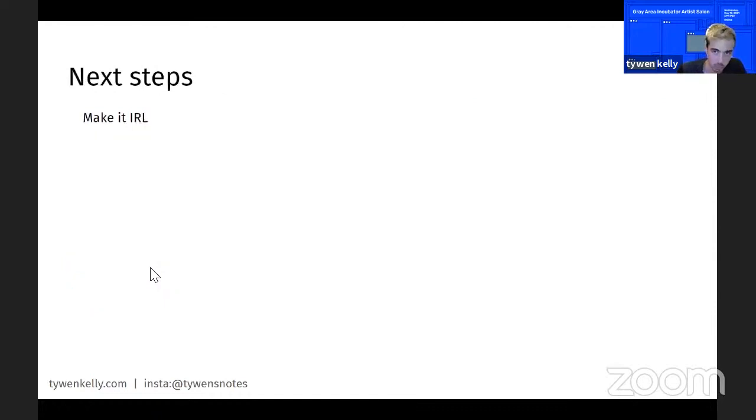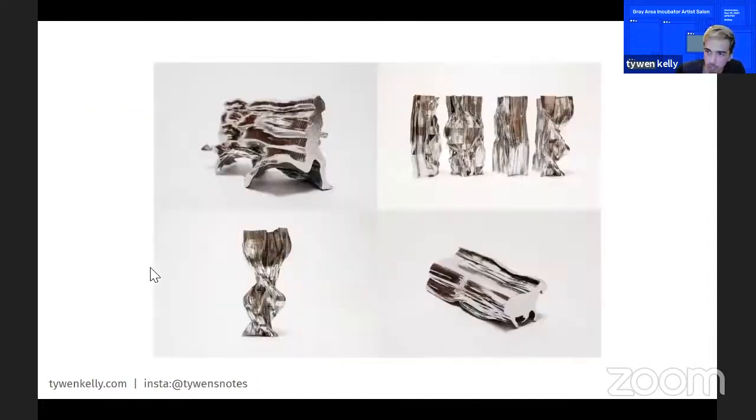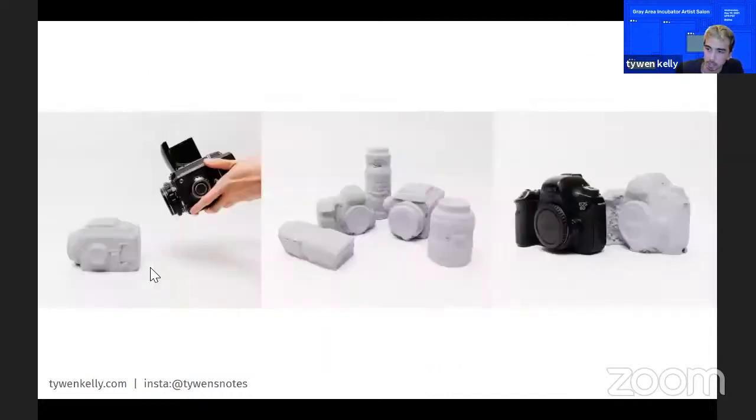My next steps are making these things IRL, in real life. I've done a few things with 3D printing, so making these movies, extruding these films. These are Eadweard Muybridge photographs from the 1800s, extruded into a 3D model, and then I 3D print it, and then I painted it with this metallic paint. And then this is another series I'm working on, which I call Mitosis.